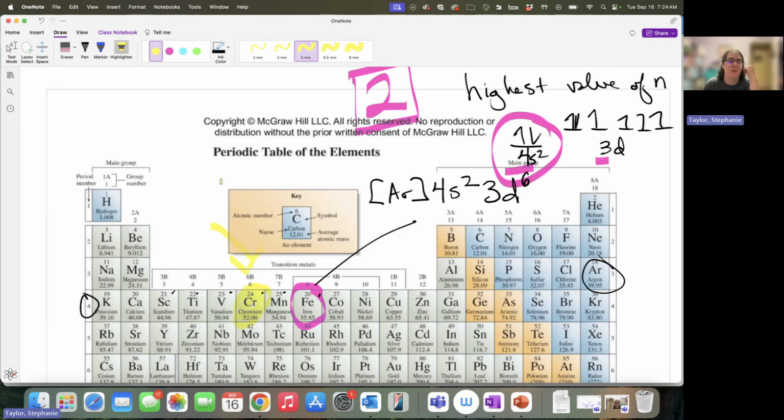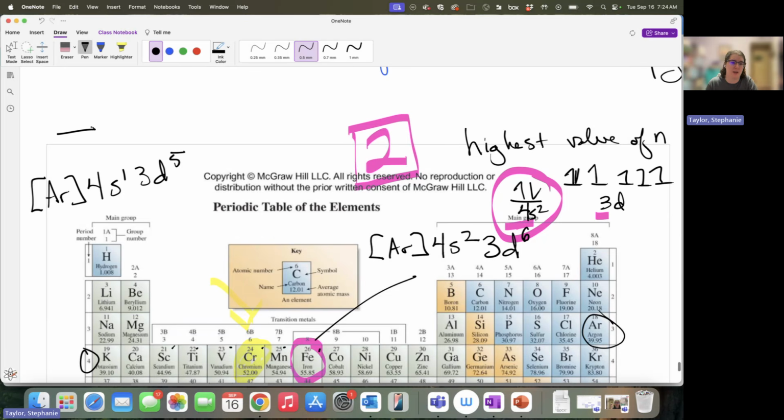Now when I go to chromium, chromium is going to be a little bit different. Even though we're tempted to do that whole 4s2, chromium is one of the exceptions. So this is actually 4s1, 3d5, and I can draw that out. But this is that idea that having a half-filled subshell is more stable, and therefore you're going to have 5 electrons in the 3d, and that is more favorable than following the Aufbau principle.